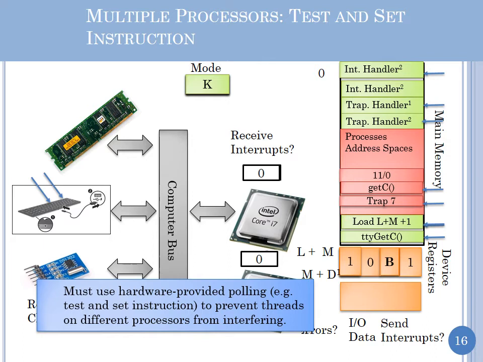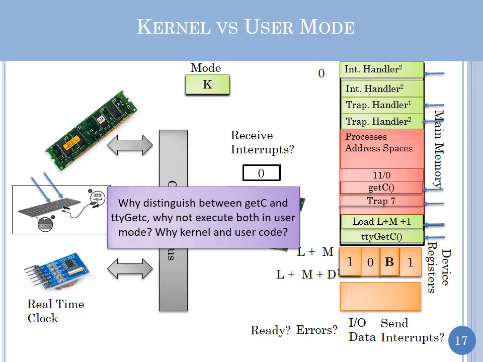You often hear about test and set instructions in the context of multiple processes, and that's really too bad. In operating systems, we try to get around polling. We have to poll to get interrupts. We have to poll the interrupt bit. Okay, maybe this will be simpler.